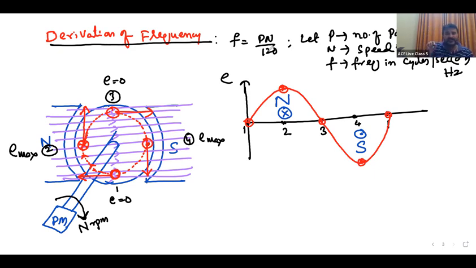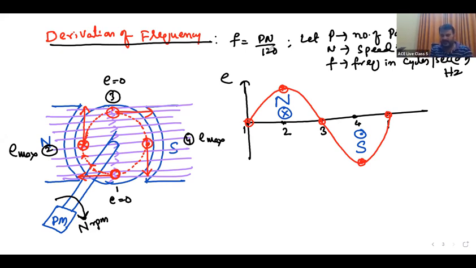EMF reversal takes place: under the north pole it is a cross, and when coming to the south pole it is a dot. A 4 pole machine means 4 times EMF reversal takes place. Within 1 rotation, the conductor will go under all the poles, so 4 half cycles you will get. If it is a 6 pole machine, 6 half cycles you will get. For a P pole machine, P half cycles.